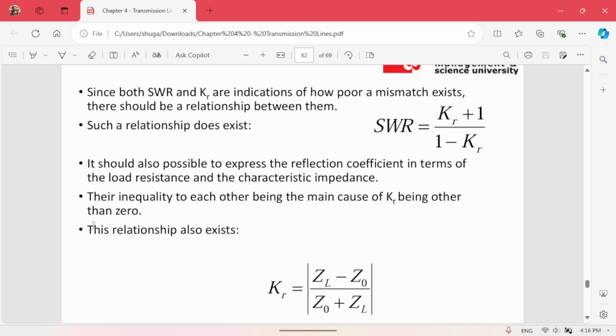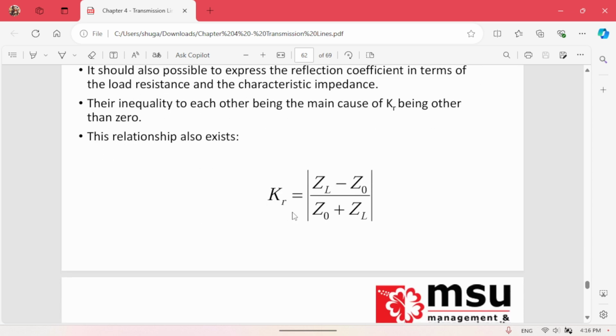And this relationship also exists where Kr is equal to the absolute value of Z load impedance minus Z0 over Z0 plus load impedance. This bar represents the magnitude, whether it is positive or negative. The answer of Kr will always be positive. Okay.